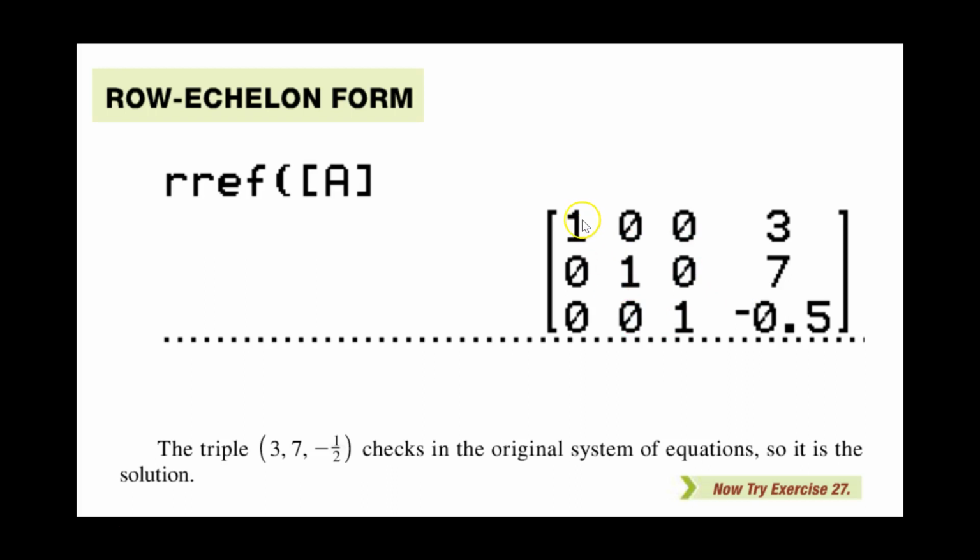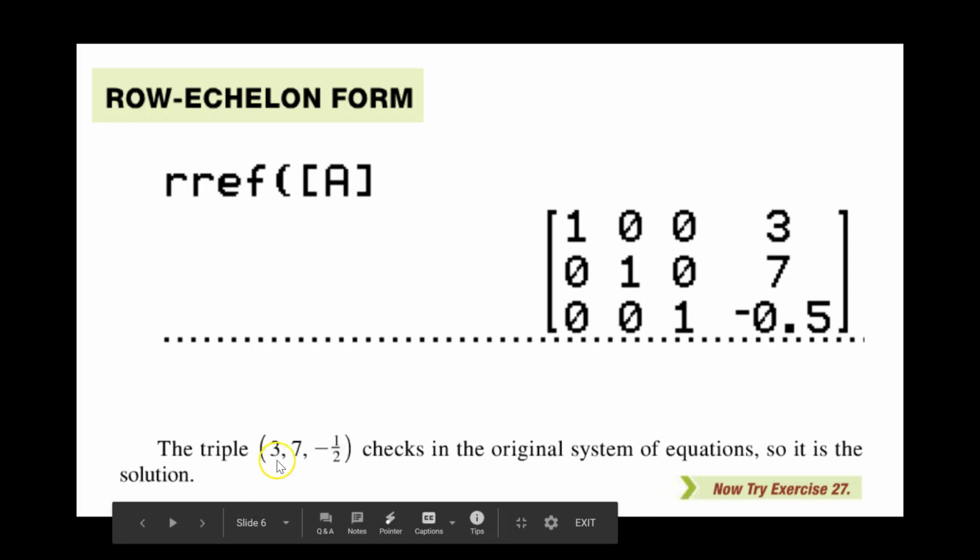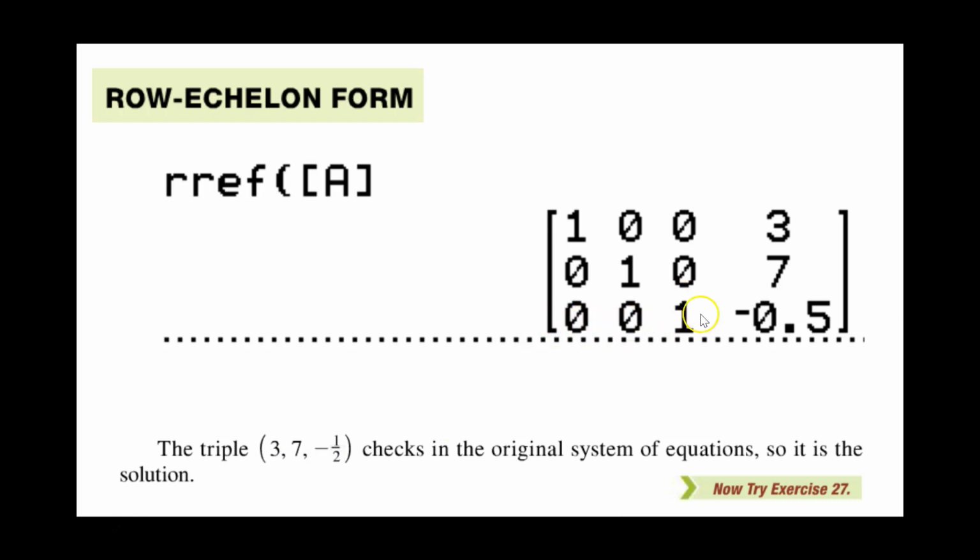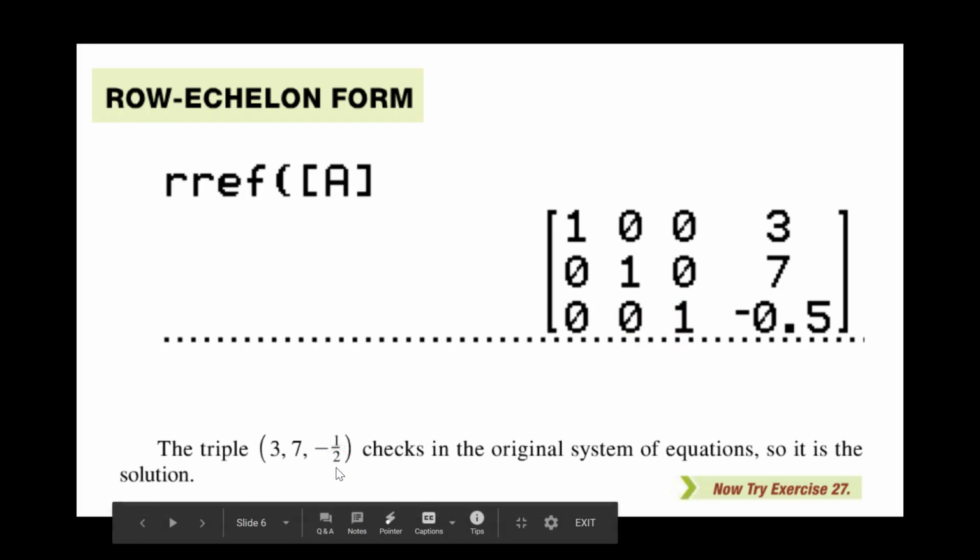So what does all this mean? Remember, the first column represents X's, the second one represents Y's, and then the third represents Z's. So if I say X is here, what's understood to be in front of the X? A 1, right? So there's no Y's, no Z's, so X is equal to 3. So that's going to be my first answer. No X here, no Z here, so Y is going to be equal to 7. So that'll be my second part. And then X, no Y, Z is going to be equal to -1/2.